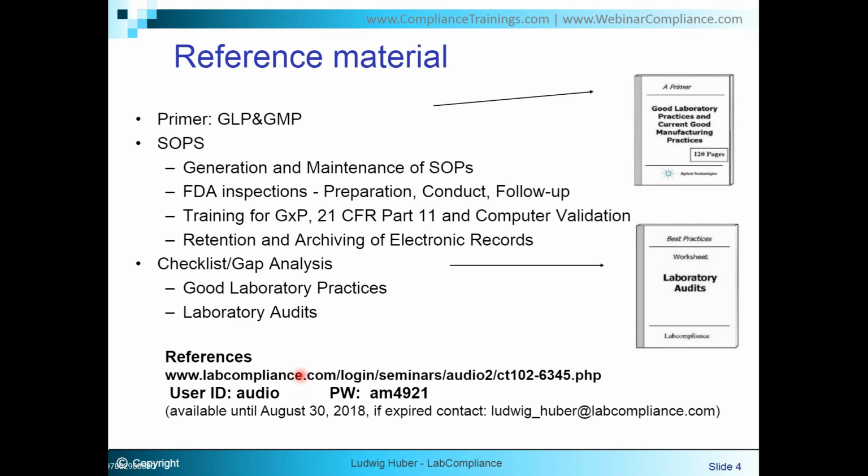AM4921. If you enter this, there will be a website where you see not only these 4 or 5 SOPs, I think there is a total of 10 SOPs. There's also a gap list for GLP, good laboratory practice, and also a list on how to handle laboratory audits. Also interesting, you can go here, this is a primer of 120 pages, which gives an introduction of GLP.